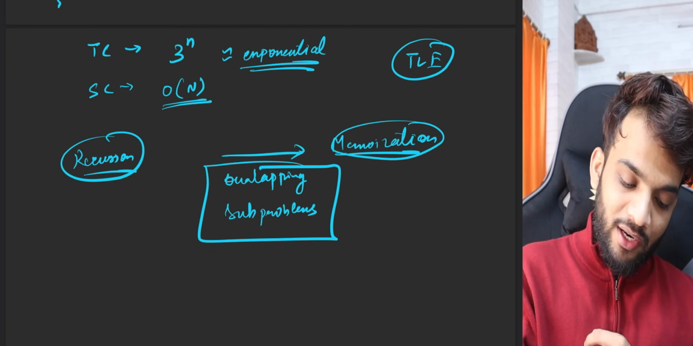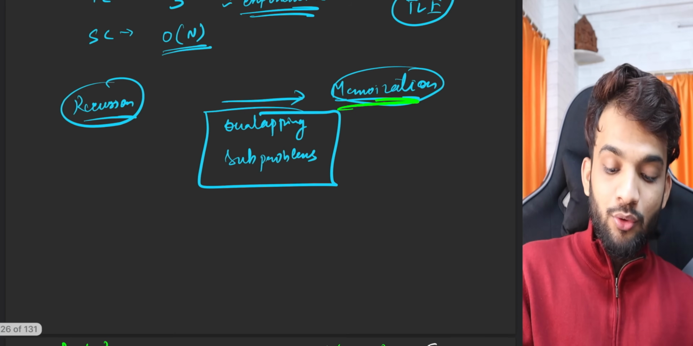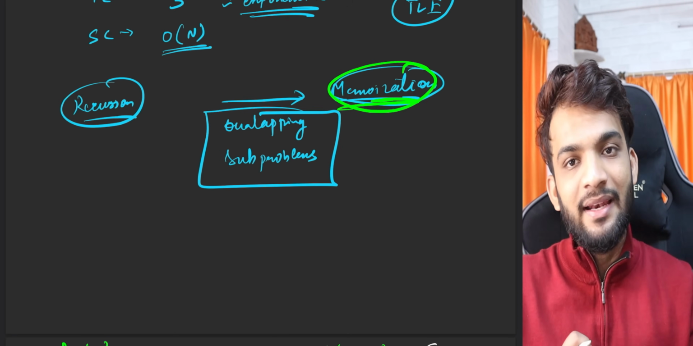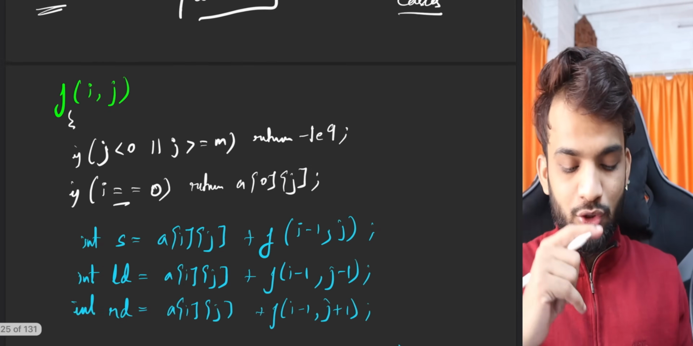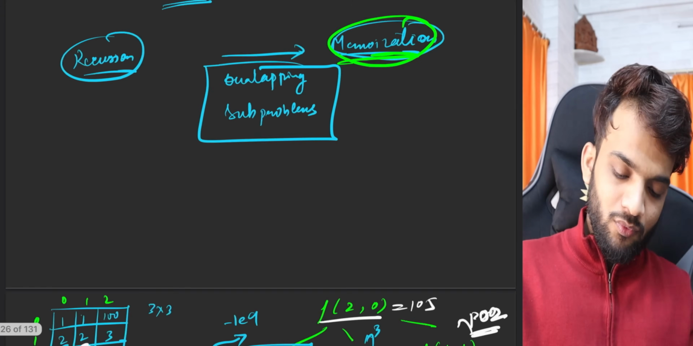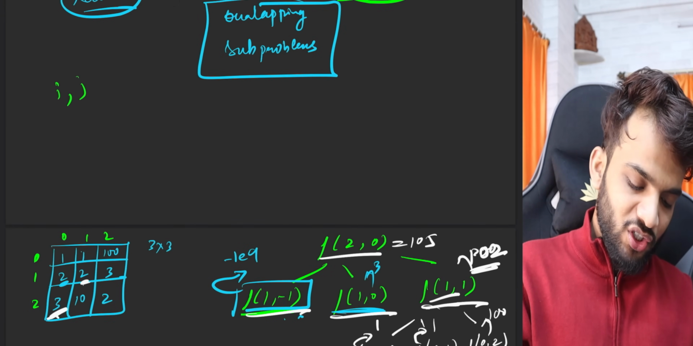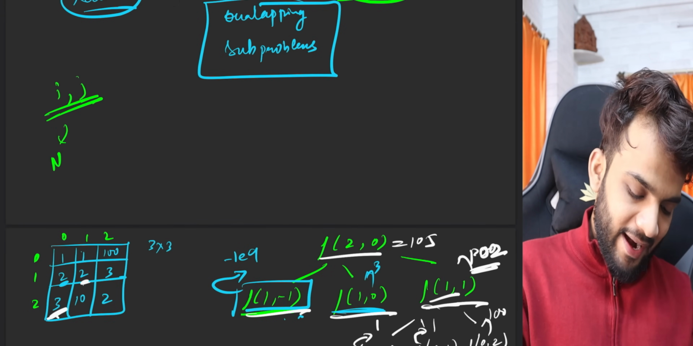And if you can see overlapping subproblems, can you use memoization? You can indeed. And how do you use memoization? You see the parameters that are changing: I, J, N and M.